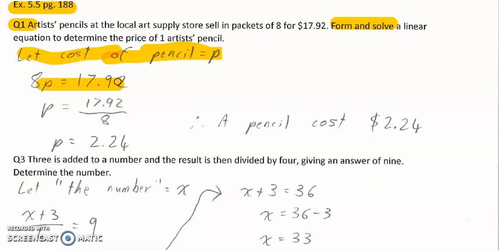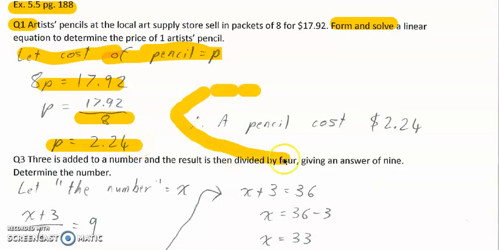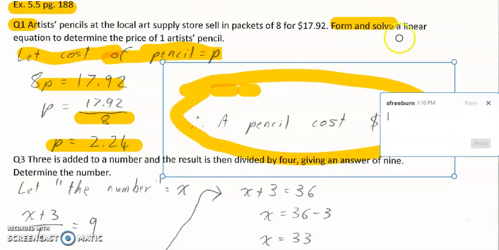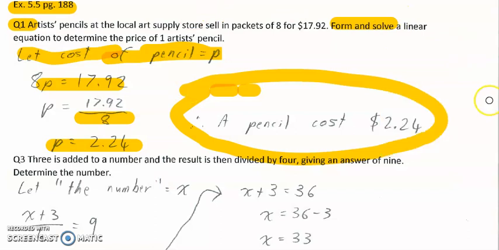The good news is, once I've written the equation, it's pretty easy from this stage. I need to think, well, what's the opposite of multiplying by 8? Dividing by 8. So P is equal to 17.92 divided by 8. P is equal to 2.24. Of course, remember, as it's a worded question, you need to give me a worded answer. So I have a quick statement here that says, therefore, a pencil costs $2.24.